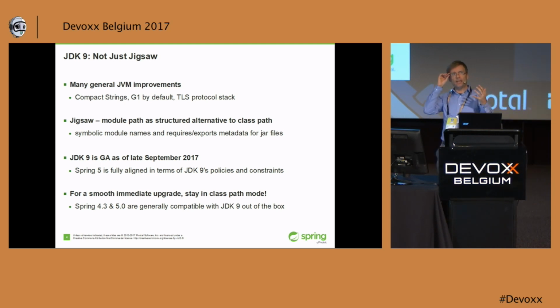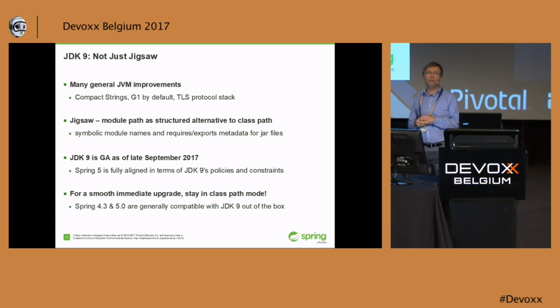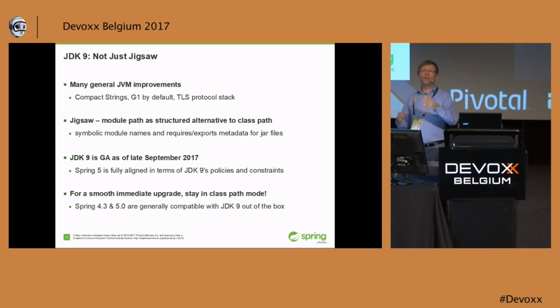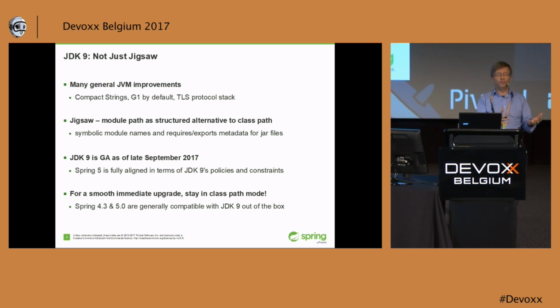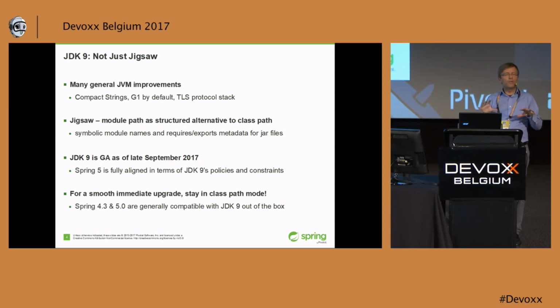But JDK 9 is a sum of many features that are really worth having in the end. Many runtime features, the garbage collection refinements, G1 is the default now, and an HTTP/2 ready TLS stack out of the box at the JVM level. The compact strings feature, collection factory methods, Map.of, Set.of, List.of, those are all really nice features, and there are plenty of them. So even if you don't care about Jigsaw, generally consider the upgrade.